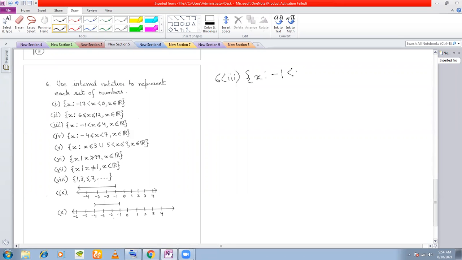Minus 1 less than x less than or equal to 4, where x belongs to R. If I want to write this in interval form, I will write a parenthesis first because no equality is associated with minus 1, and minus 1 is the lesser number between these two, minus 1 and 4. So minus 1, I'll start with a parenthesis, and 4 is the greater number, and if you see, equality is also associated with 4. So therefore I will give a box bracket here.